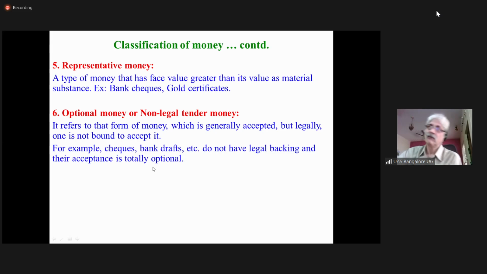As a person you can accept it, or you may say, no, I want cash, I don't want a check. Many times it happens. When you go for purchasing, and you say, I'll issue the check, the shopkeeper may say, no checks, please give me cash. That is optional money or non-legal tender money.